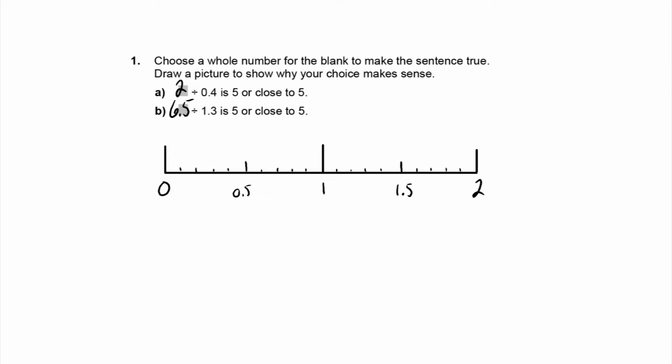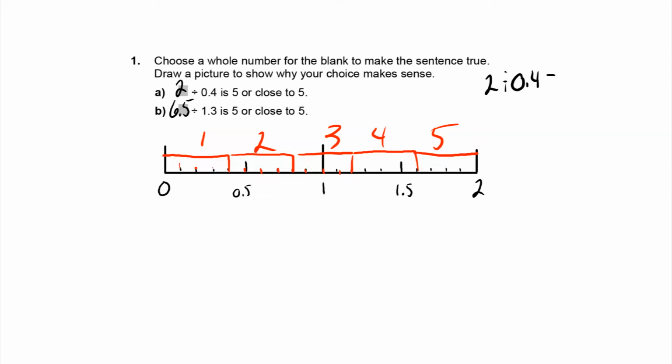Now we're going to look at that number line and look at where 0.4 ends up on the number line. So there's a 0.4 chunk. Then we go another 0.4, then another 0.4, then another 0.4, and then a final 0.4. In doing that, we can see that we've got 1, 2, 3, 4, 5 pieces that are 0.4 in length. So 2 divided by 0.4 is equal to 5, but that also means that 5 times 0.4 would be equal to 2, because we've got 5 pieces that are 0.4 in length.